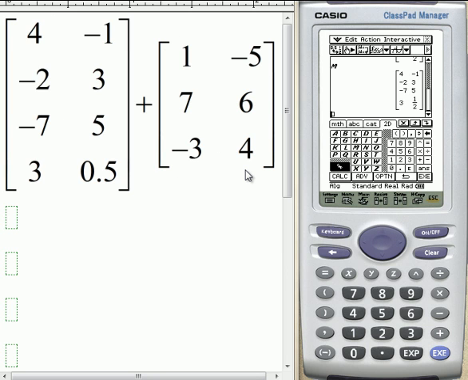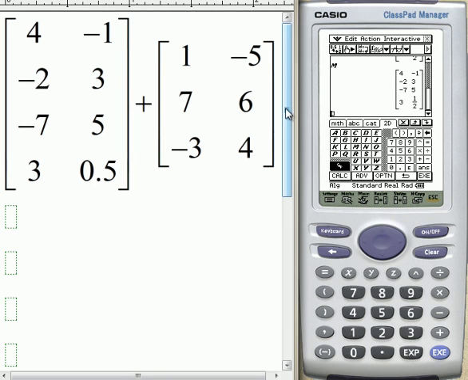Now, the problem with this is these matrices aren't the same size. So this is a 4x2 matrix and this is a 3x2 matrix. And we can't actually do any addition or subtraction of matrices if the orders or the sizes aren't the same. So actually this isn't a problem that can be done. So there's no answer to this. So let us look at one that we can actually do.